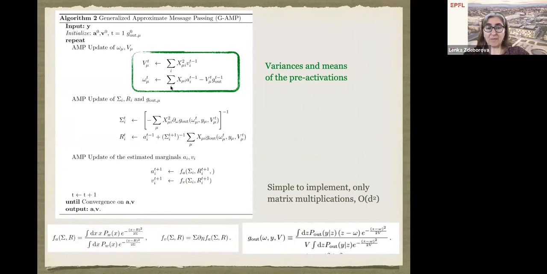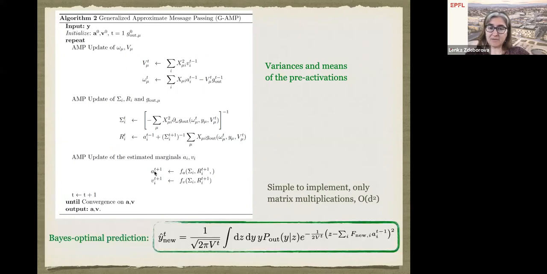And it's very simple to represent. It basically only involves matrix multiplications with the matrix of the data and a vector of variables, which are the estimators of the mean of the weights and their variances. So it runs very fast, very simply. There are some special functions involved, but the details of it are not that important. There is a simple algorithm that follows from that. And not only does it give you the means and variances of the weights, but it also gives you the Bayes optimal prediction. It tells you what should be the label of a new sample, given by the formula over here.